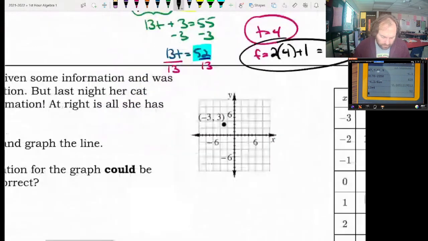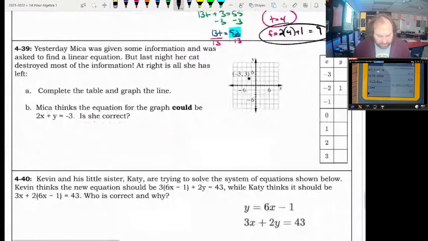Okay, moving right along. This one's going to take a little longer now because I had to stare at it for a minute. 439, yesterday Mika was given some information and was asked to find a linear equation, but last night her cat destroyed most of the information. At the right is all she has left. We had to complete a table and graph the line. Well, the good news is that we have all the information all together.